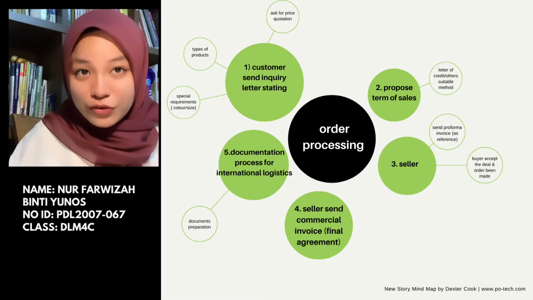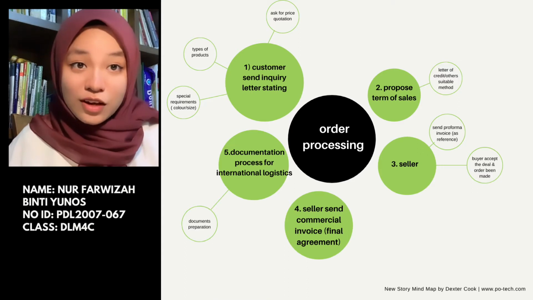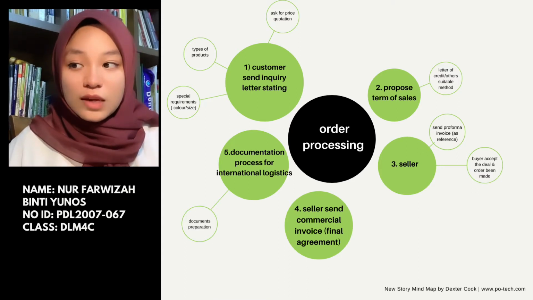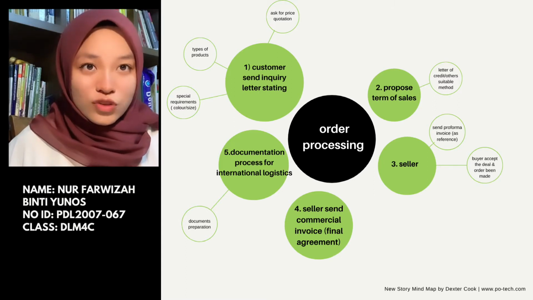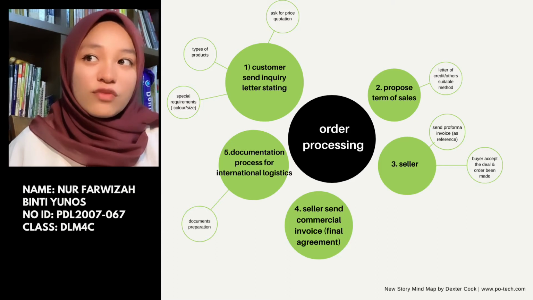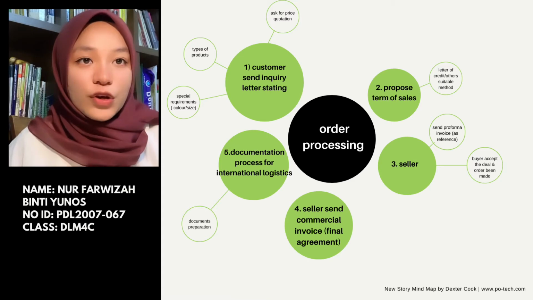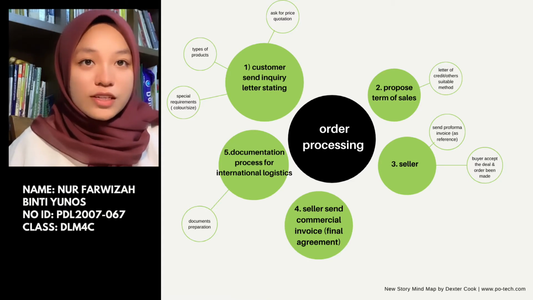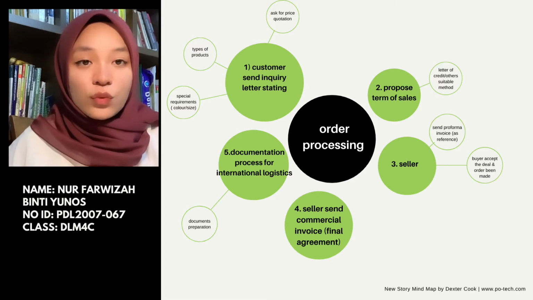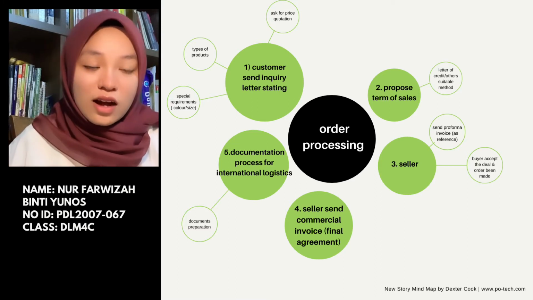So I will talk about the order processing. The first step in order processing is that the customer sends the inquiry letter. The type of product I took is shoes. For example, one of the famous brands, Nike. The special requirement for these shoes is that they come in different types, which as we know are a low cut, mid cut, and the last one is a high cut.